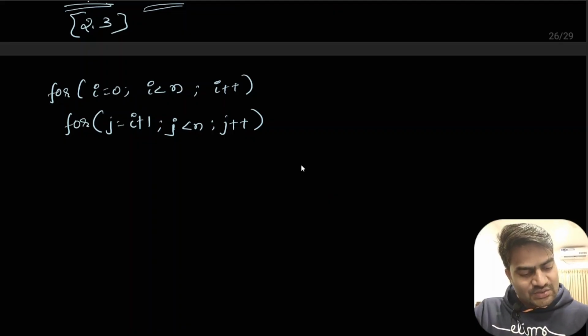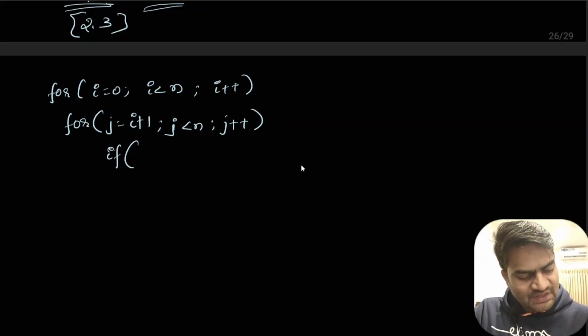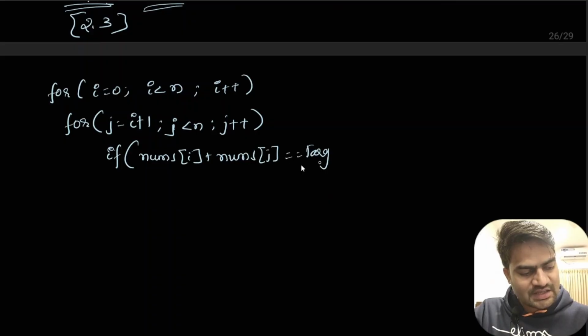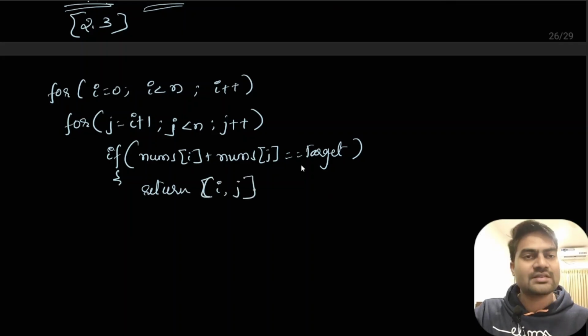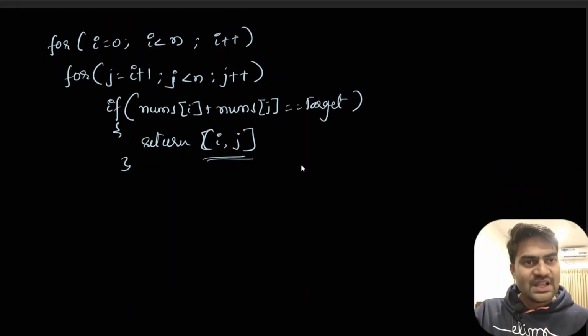Okay, so now you can find the sum, or you can simply use if nums of i plus nums of j is equivalent to target, then simply return i comma j. Okay, this is basically an array of indexes. This way we will be able to find the target.